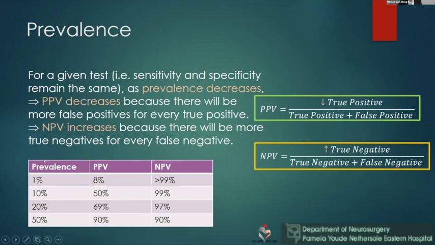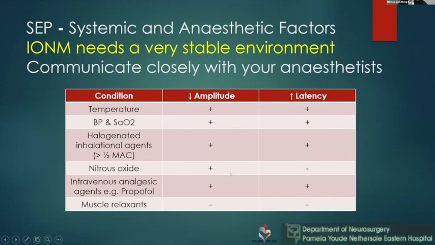So if you are talking about the positive predictive value and the negative predictive value, you must ensure that the occurrence of this condition is not so rare. Otherwise, it will be quite biased by the prevalence. So I prefer to use the sensitivity and the specificity.